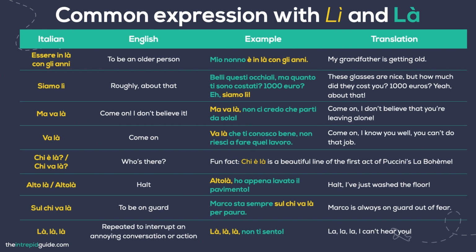Essere in là con gli anni. To be an older person, or literally advanced in years. For example, Mio nonno è in là con gli anni. My grandfather is getting old. Siamo lì, meaning roughly or about that. For example, Belli questi occhiali, ma quanto ti sono costati? 1.000 euro?